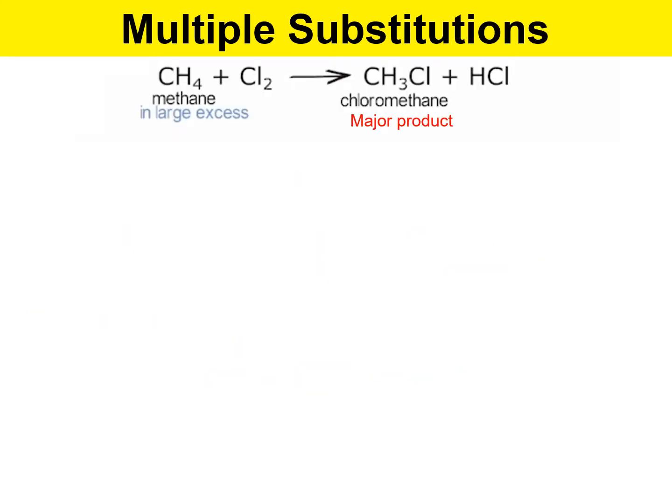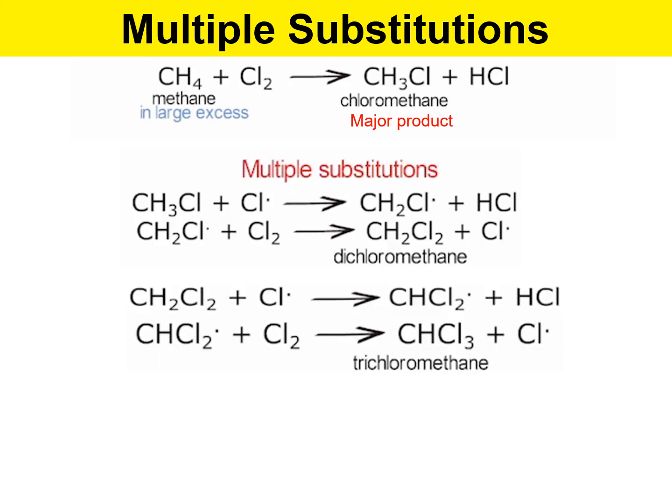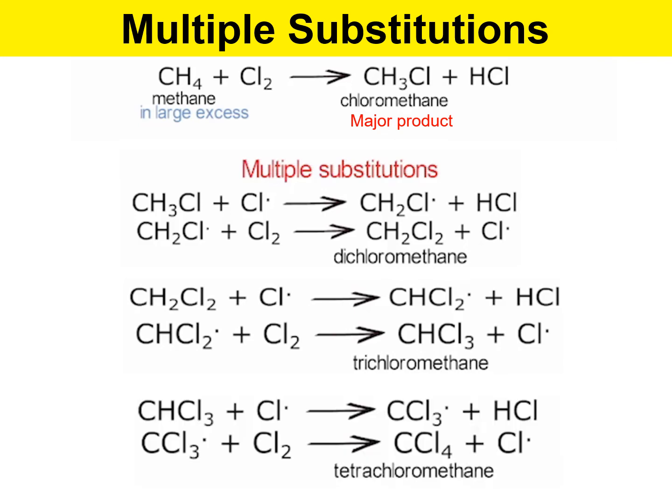However, we may not only get chloromethane in our reaction mixture. The reason for this is the chloromethane produced can actually re-enter the propagation steps and form dichloromethane. The dichloromethane can enter the propagation steps and form trichloromethane, and the trichloromethane can enter the propagation steps and form tetrachloromethane. We can try and limit this by using a large excess of methane, and our major product then would be chloromethane.